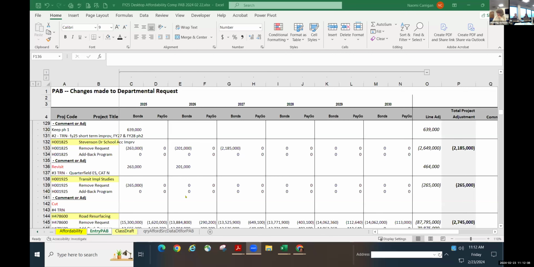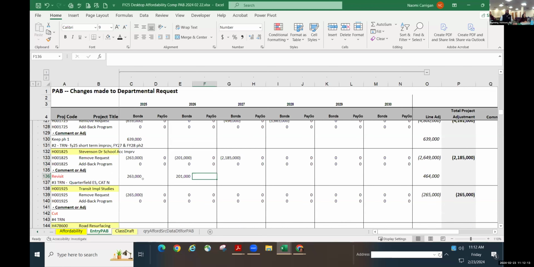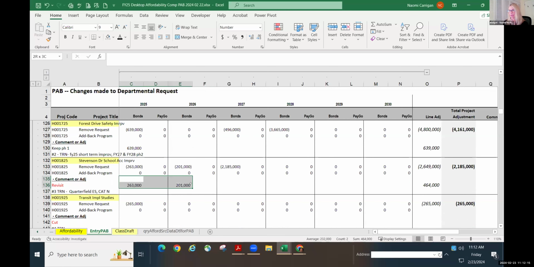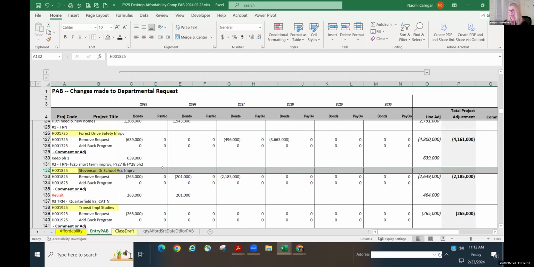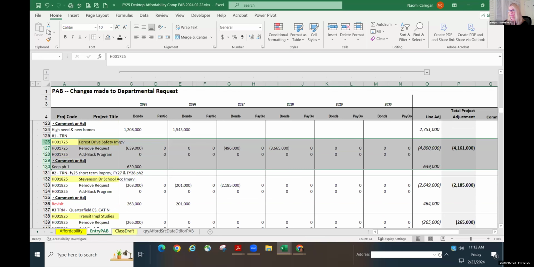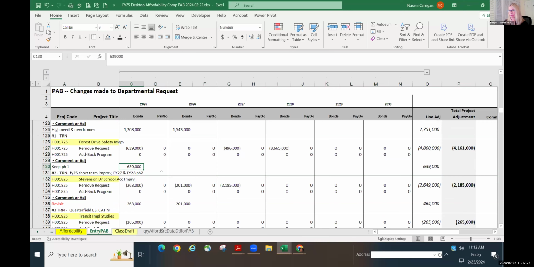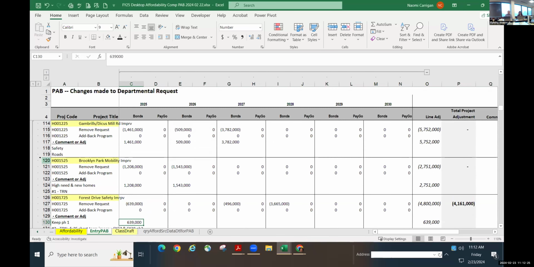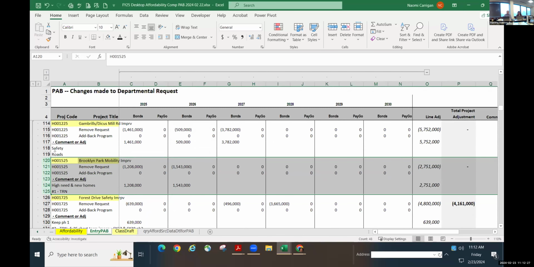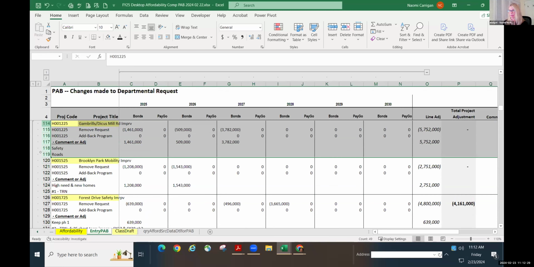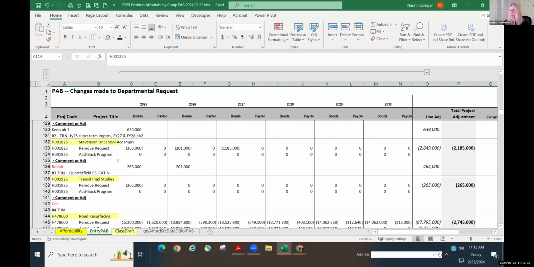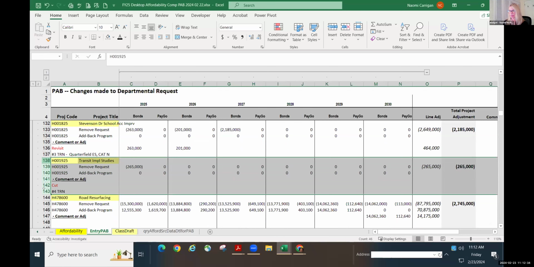Naomi, the floor is yours, if you want to show your spreadsheets again while we discuss. Thank you. You want to keep 25 and 26 in? I would say so. Yeah, I would. Okay, so right now I have 25 and 26 in for Stevenson. Forest, I have fiscal year 25, Brooklyn Park is completely in, and Ambrose for highways. Okay, and we cut the transit.